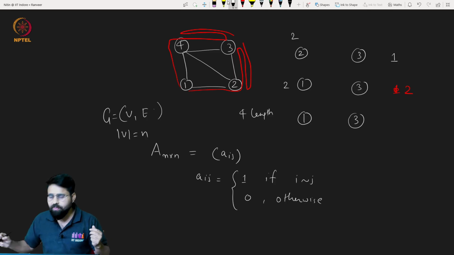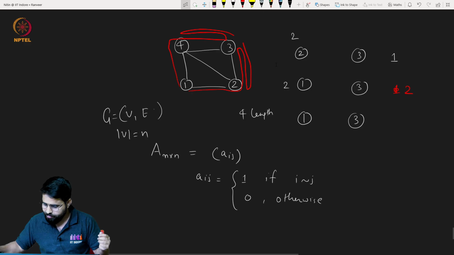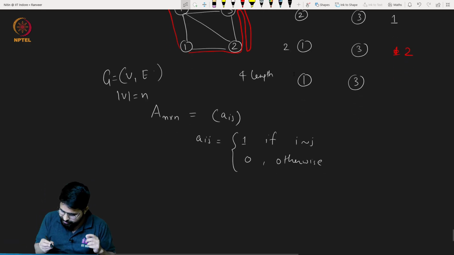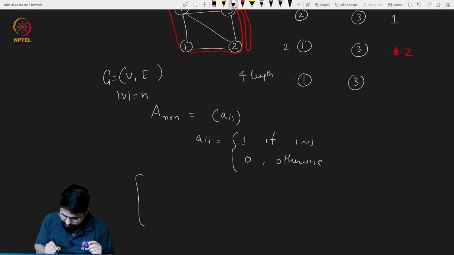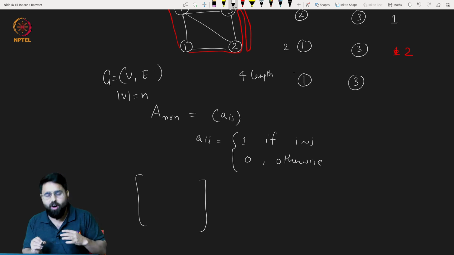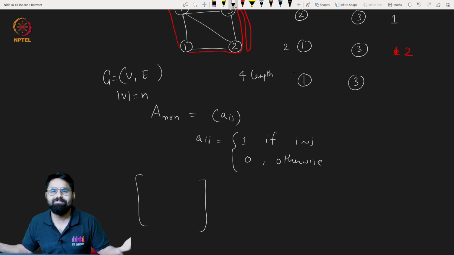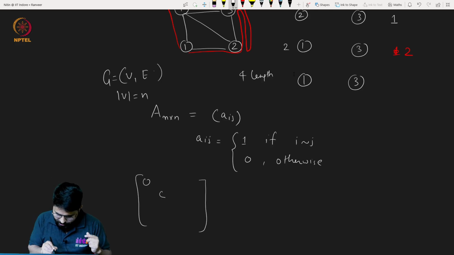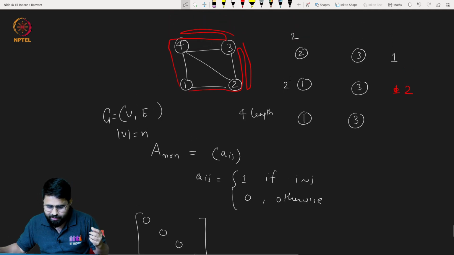Very simple. So what will be the adjacency matrix of this? Okay, so this graph, the adjacency matrix will be this. Firstly, on the diagonal there will be zeros, because there are no self loops, right? So 0, 0, 0, 0, and then you talk about the others.